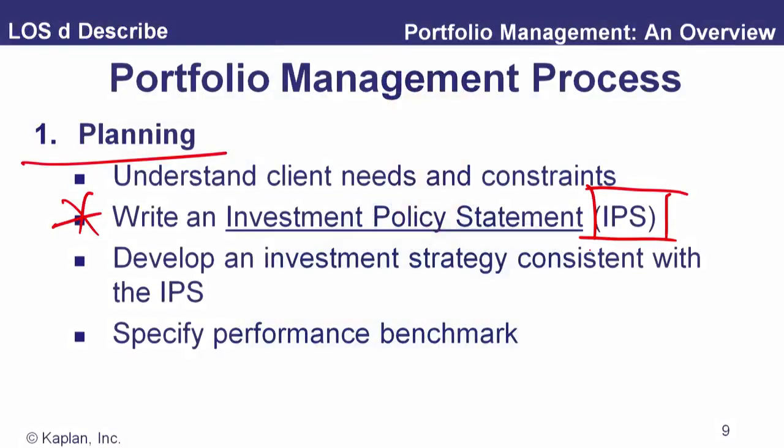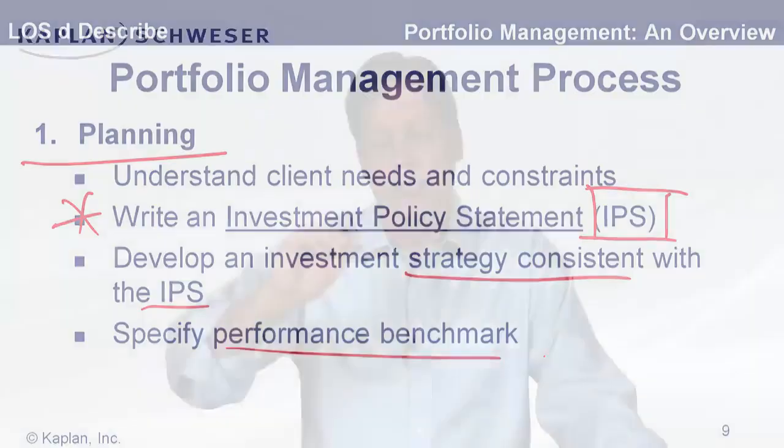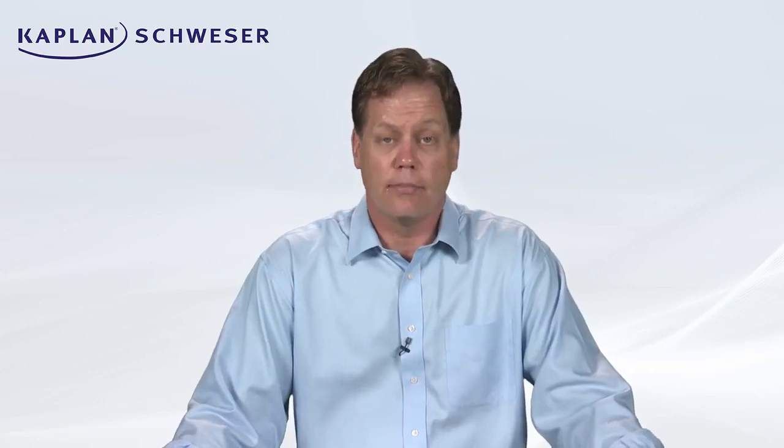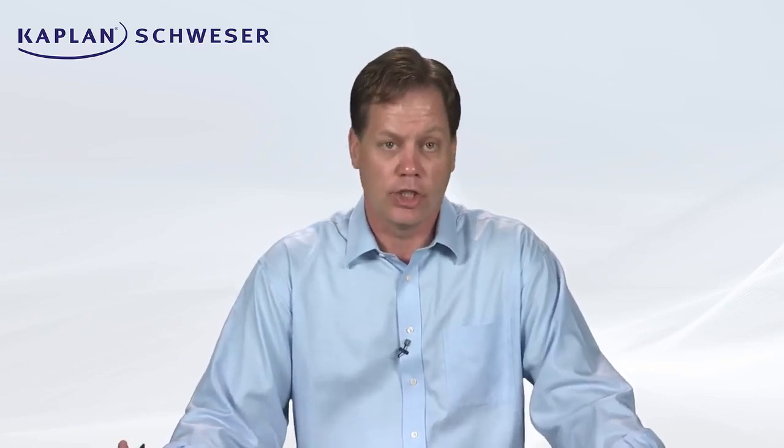We want to develop an investment strategy that is consistent with the IPS. So the IPS says this. Part of the IPS will be a statement about what it is in terms of strategic asset allocation, those types of things, and then also probably specify some sort of benchmark. We're managing this money relative to the S&P 500, for instance. So we want some sort of bogey portfolio so we can judge whether or not our money manager is doing a good job.